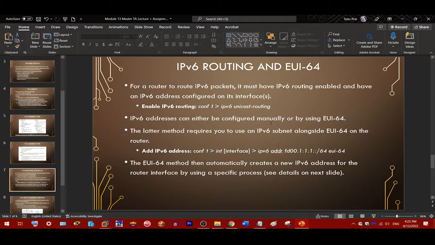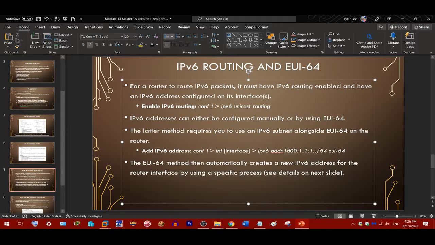IPv6 addresses can either be configured manually or by using EUI-64. Now, IPv6 addresses are really long and they're easy to mess up. That's why we typically use the EUI-64 method. This latter method requires you to use an IPv6 subnet alongside EUI-64 on the router. So to add an address, you can do the conf t command, select an interface, use the ipv6 address command, then you type in the IPv6 subnet with its mask, and then eui-64.